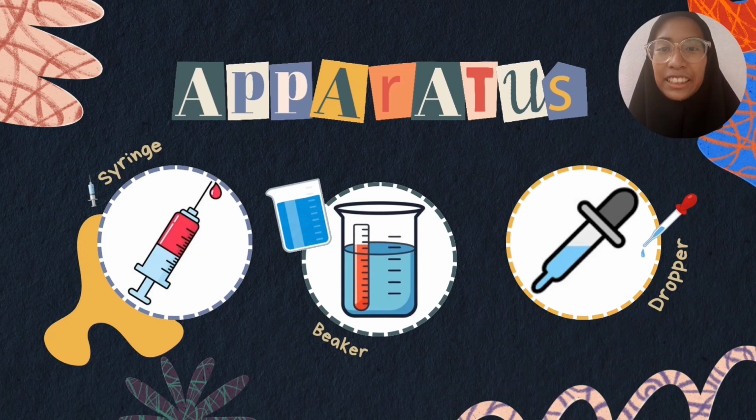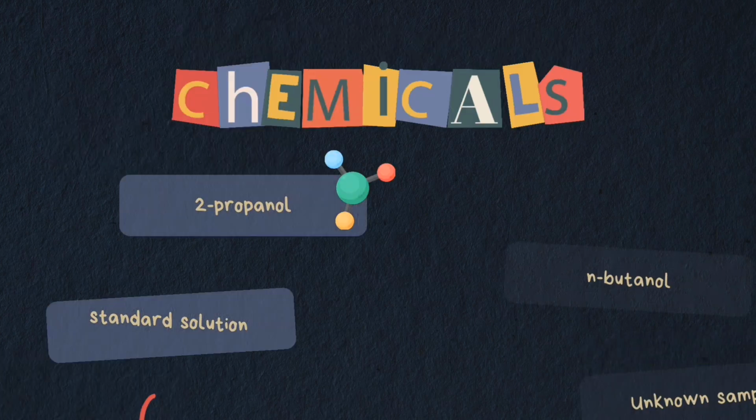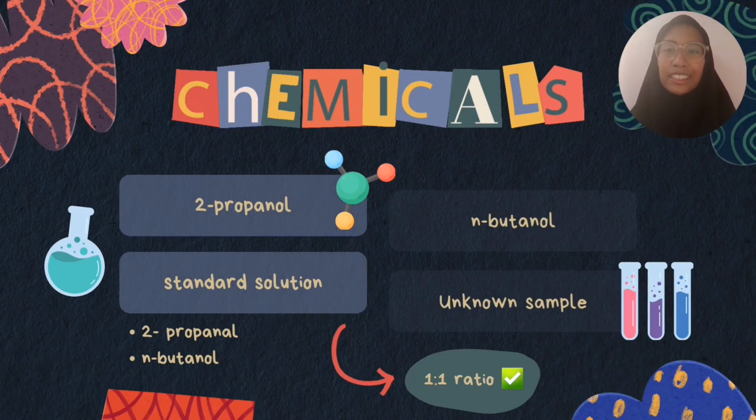Now, we are going to list down all the materials that we use. For the apparatus, we use a ring, beaker, and dewar. The chemicals that we use are 2-propanol and butanol, the unknown sample, and also a standard solution that consists of 2-propanol and butanol. These standard solutions are prepared using a 1:1 ratio.